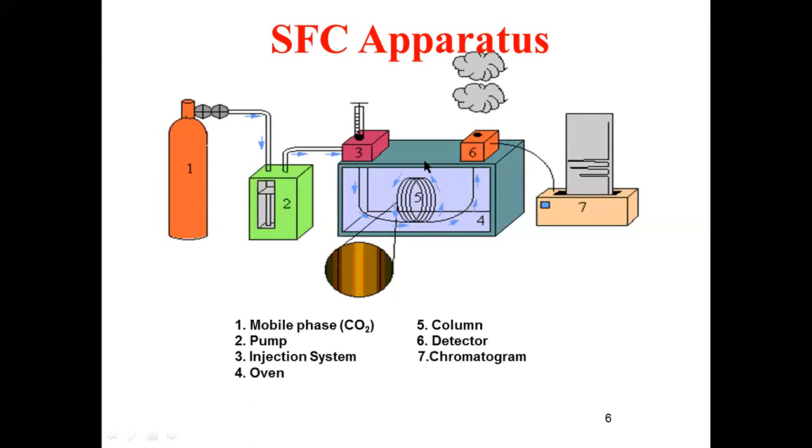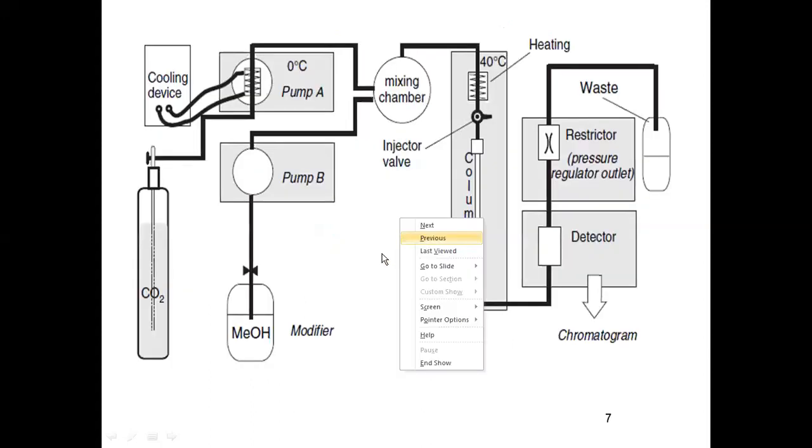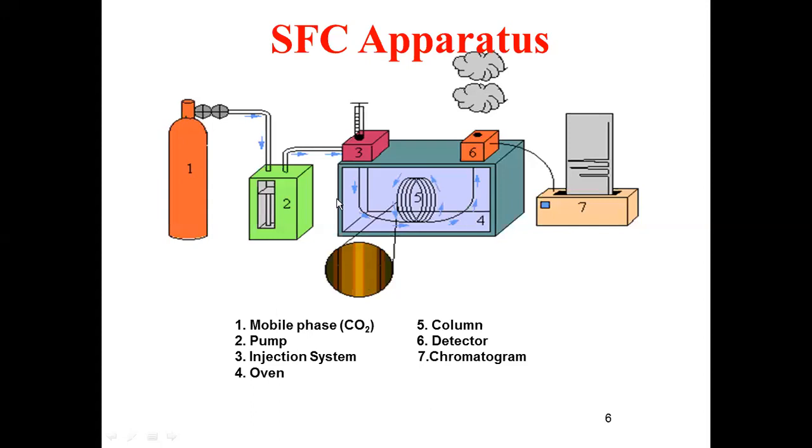The column is placed inside the oven because temperature matters here. The sample is injected in the injection port or injection system, where the sample will be introduced either in the liquid state or in the solid state, whatever it is. Soon after the introduction of the sample in the injection system, it will be carried by the supercritical fluid towards the column. You can see the movement of arrows here, how the separation process takes place.